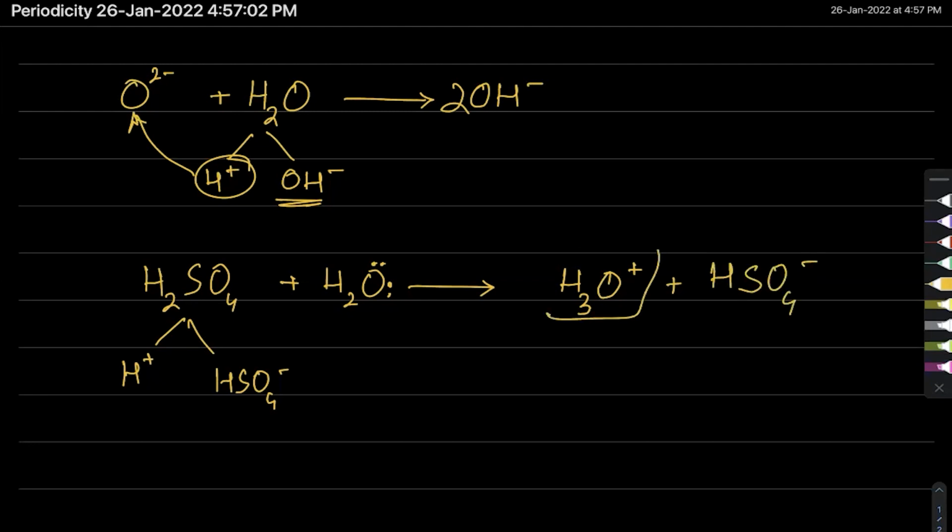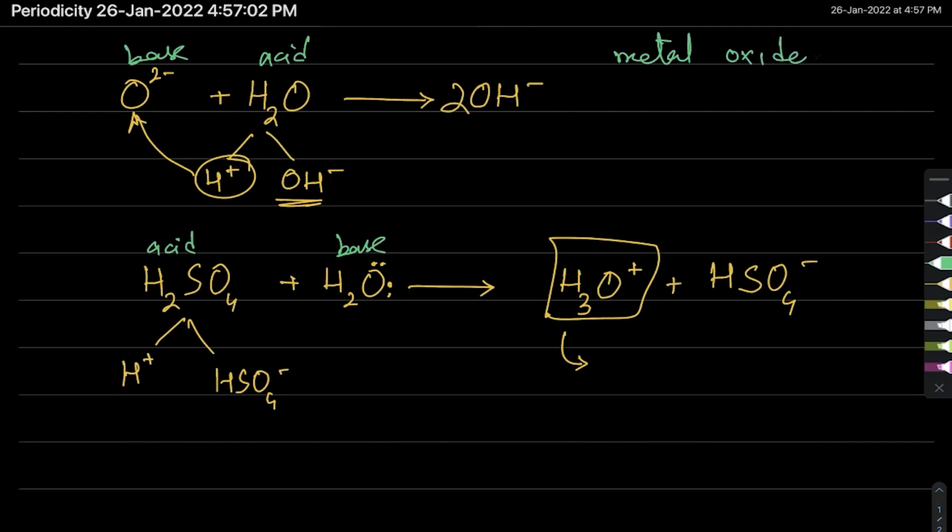Because of this hydronium ion, we know that they are basically acting as an acid. They have given H positive to water. So this is the acid, this is the base. And over here in the metal case, this is the acid and this is the base. That's why we say that metal oxides are basic and non-metal oxides are acidic. They're acidic because they're giving H positive, just like H2SO4 would.